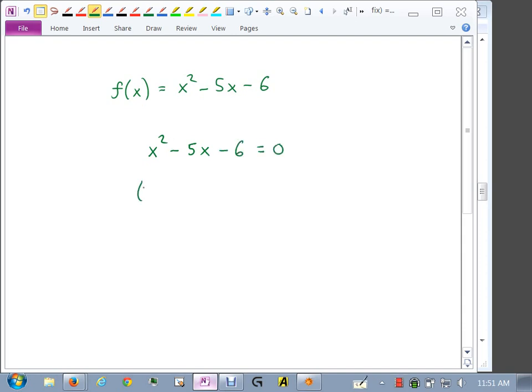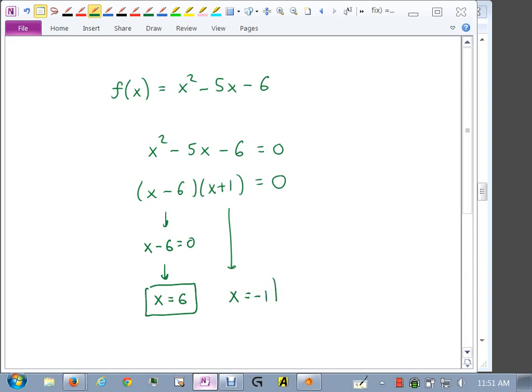And then you would probably try and factor it. And once you factored it, what would you do with each of these factors? Set them equal to 0. When you set this equal to 0, you get what? X is 6. Okay? Over here, same process, you get x is what? -1. These are your roots. These are your zeros. These are your x-intercepts.